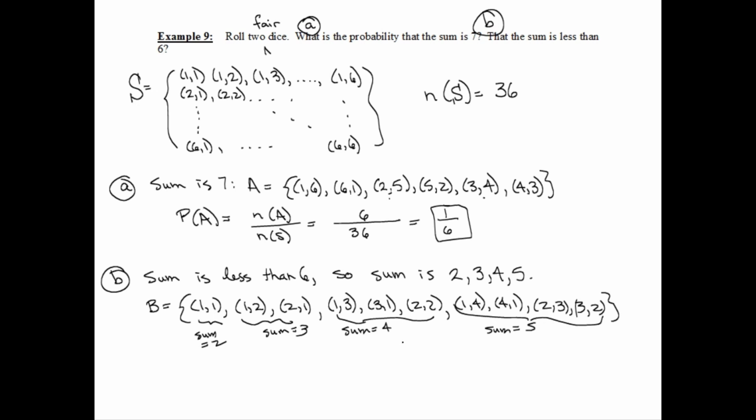Okay, so how many are in here? Let's count them. 1, 2, 3, 4, 5, 6, 7, 8, 9, 10. Check. 4, 5, 6, 7, 8, 9, 10. Yes, I agree there's 10. And so our probability then will be 10 over 36, or 5/18. Does that make sense? Okay, let's move on.